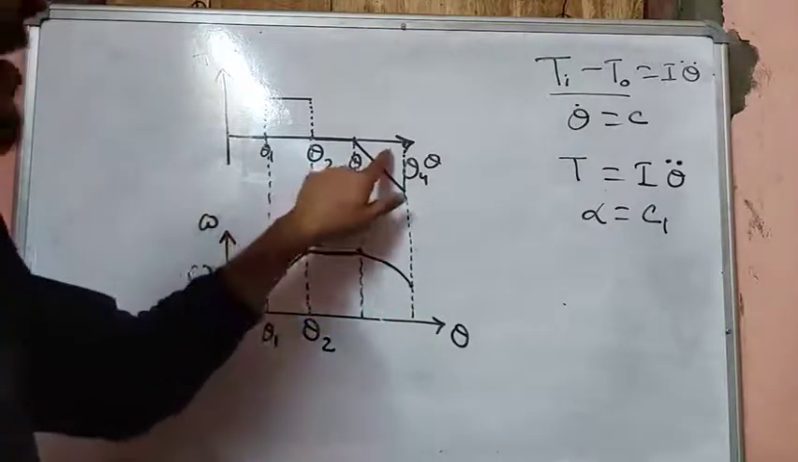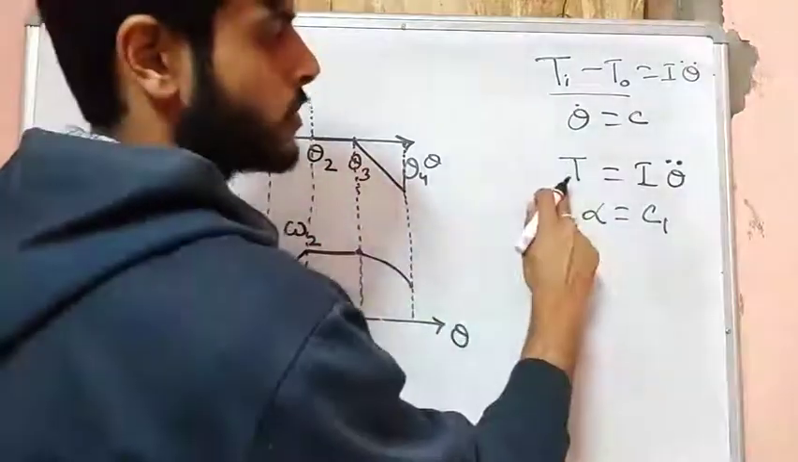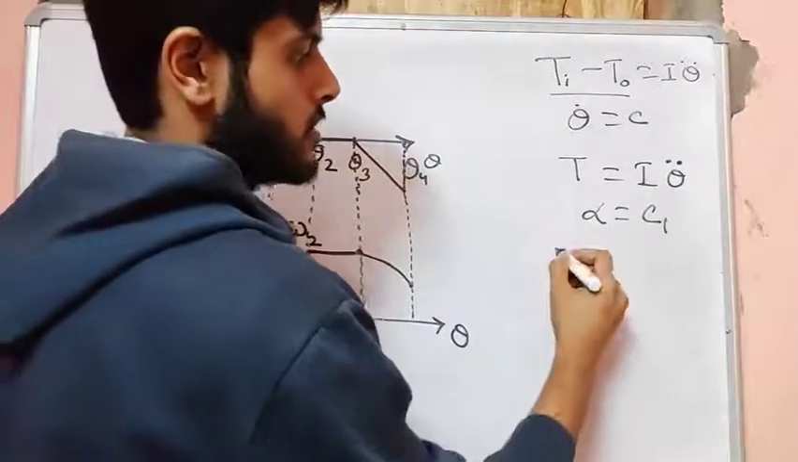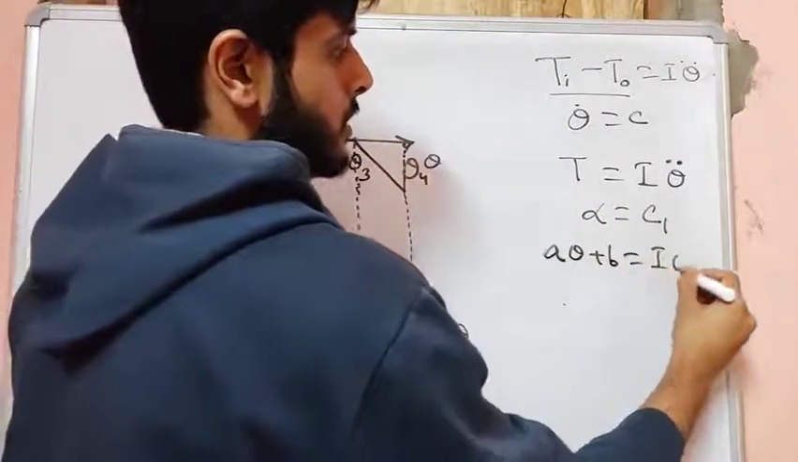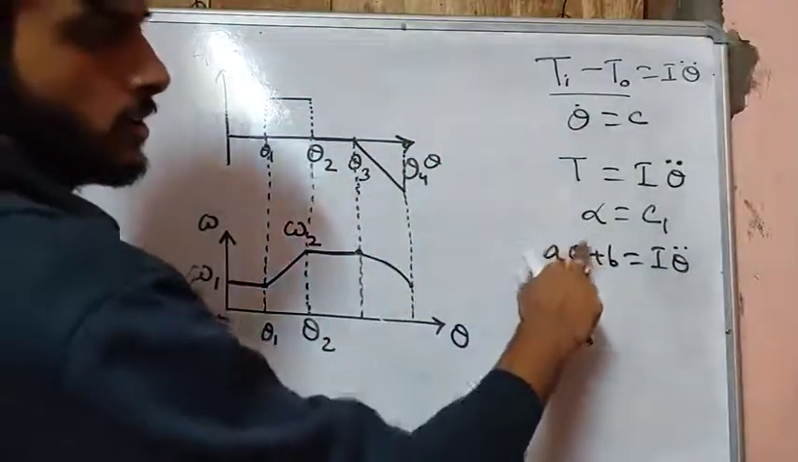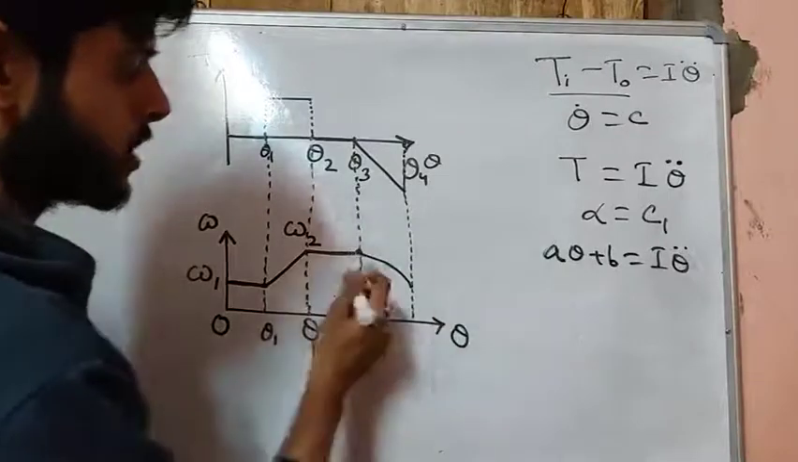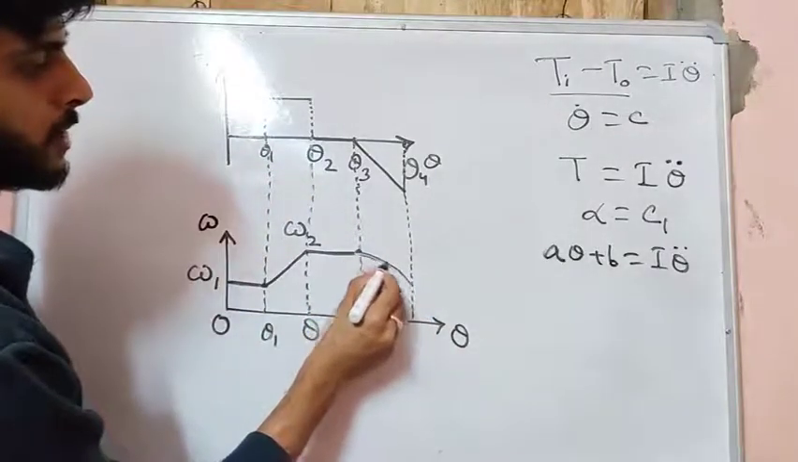Since the torque is linear, over here this is a linear function of theta, right? A theta plus b, I theta double dot. So if we integrate, here there will be a second order curve, right? So this is a second order curve. So this is a parabolic type of curve. So the angular velocity will be a parabolic type of curve.